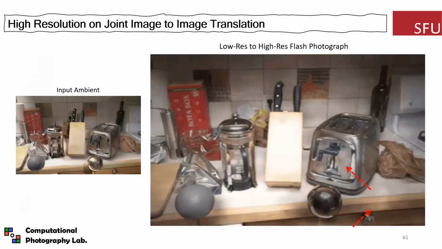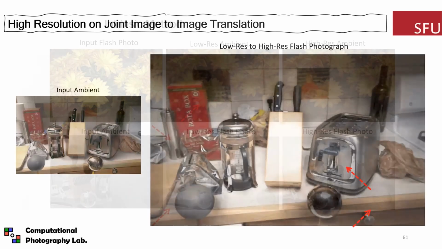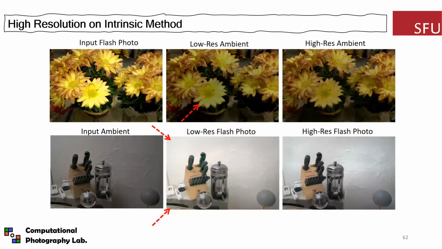Here we see the upscaling on the joint image-to-image translation flash photograph, which gets rid of the shortcomings of estimated illumination and makes it smooth. We also see improvements by the high-resolution method for the intrinsic model estimation by decreasing the specularities in decomposition and concentrating the flash illumination on the center of the image.